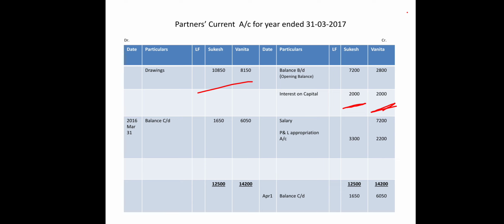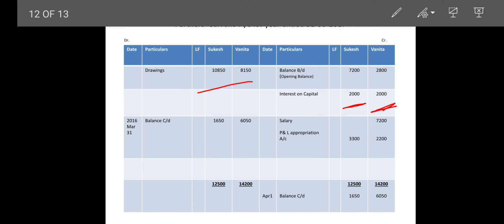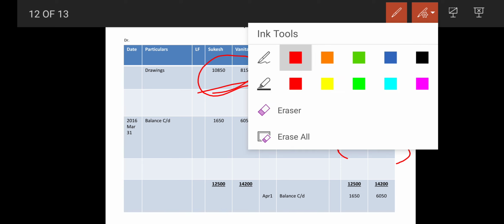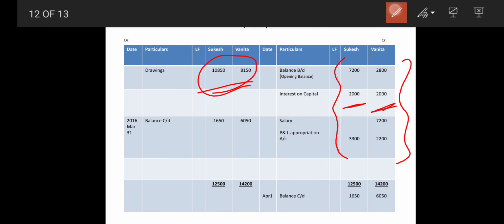And now we are going to transfer to the partner's current account, that is 7,200 plus 2,200 plus 1,300, and 2,800 plus 2,000 plus 7,200 total, and 12,500 and 14,200, of which we are going to deduct drawings, and then ultimately we will get the difference, and the difference will be this.